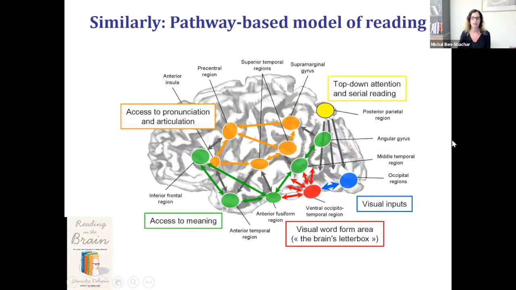And similarly, in the reading sphere, a similar pathway-based model was proposed by Dehaene in his book, Reading in the Brain, and you can recognize easily the same ventral and dorsal streams, with the dorsal stream providing access to pronunciation and articulation, and the ventral stream providing access to meaning.